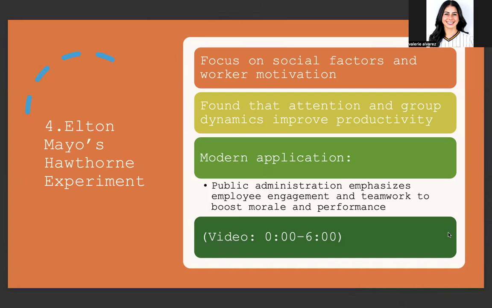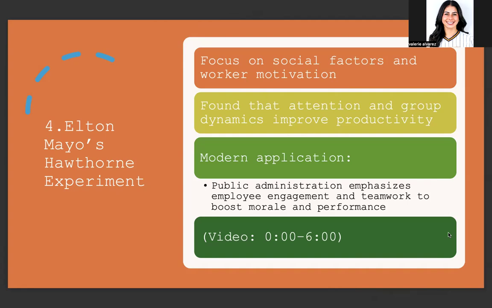Moving on to Elton Mayo's Hawthorne experiment as the fourth theory. He was an Australian psychologist and organizational theorist, and his best-known work was on the human relations movement, which shifted the focus of management from structure and efficiency to human behavior and motivation. His research showed that social factors and employee well-being greatly influenced productivity.